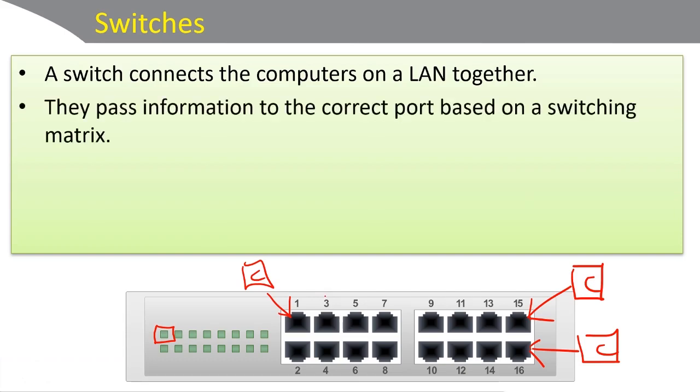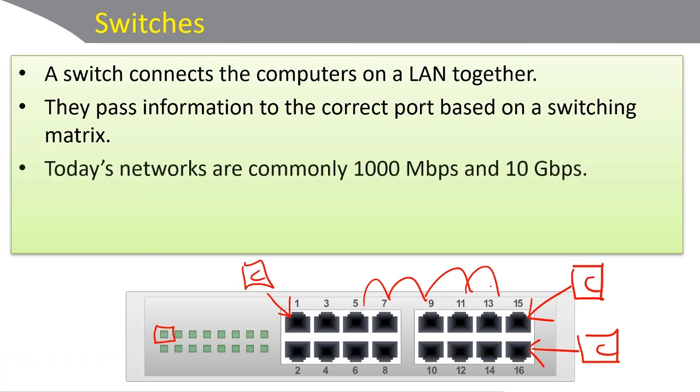Now, switches employ a matrix of copper wiring instead of just a trunk circuit as in older hubs. So these have a matrix, so every port can communicate with every other port simultaneously. They're also intelligent, and they use this intelligence to pass information to the correct port. This means that each computer has its own bandwidth, for example, 1000 megabits per second. You might also see 10 gigabit per second connections.